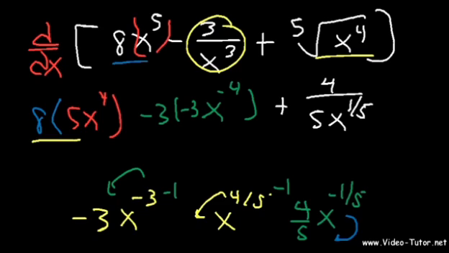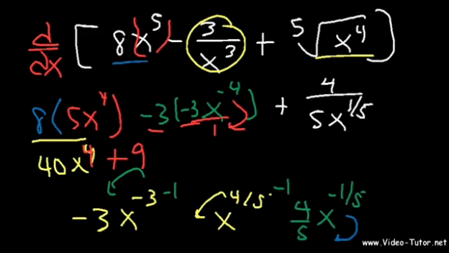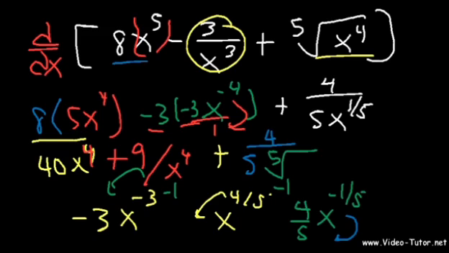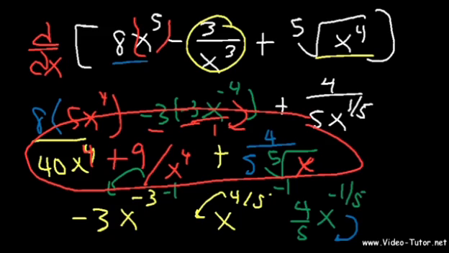So now let's simplify. 8 times 5 is 40, so we have 40x to the 4th. Negative 3 times negative 3 is positive 9. And then move the x to the bottom, so 9 divided by x to the 4th power. And then plus 4 over 5, and convert it back to radical form, the 5th root of x to the 1st power, which is just x. So that's how we can differentiate that particular function.